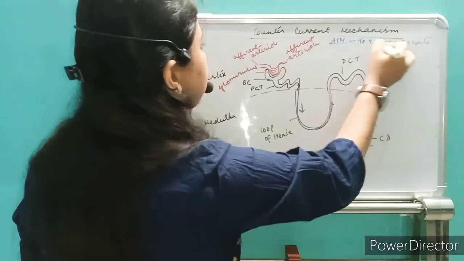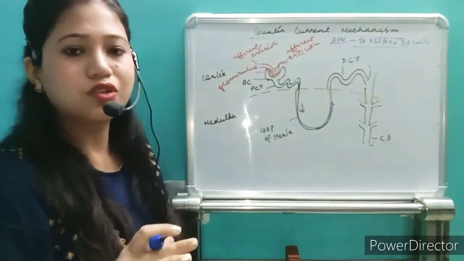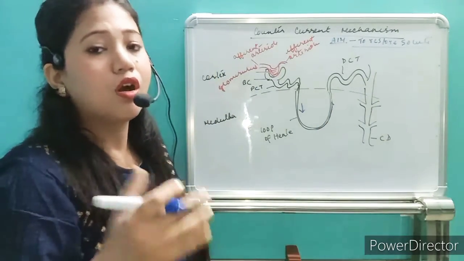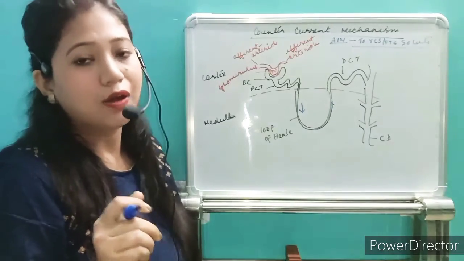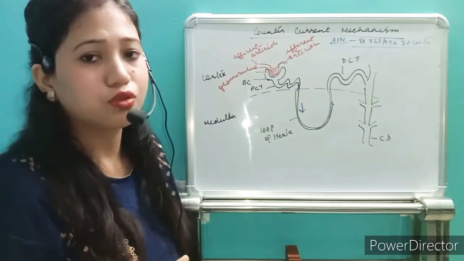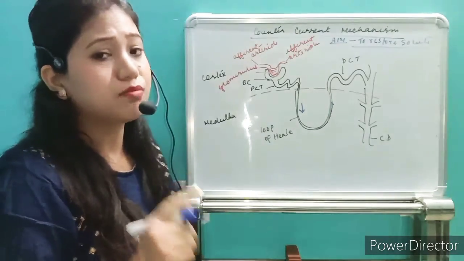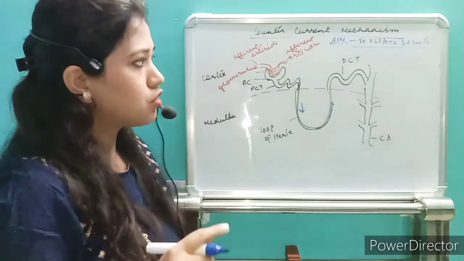Our main mechanism is to excrete, or to remove, or to filter the urea outside the body and produce urine. Second function, it also maintains osmoregulation. So what is osmoregulation?